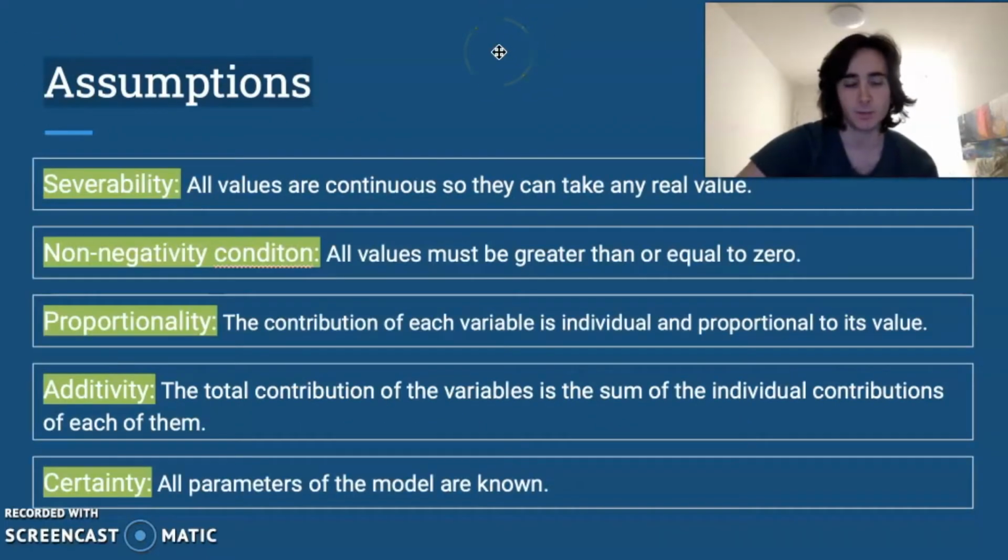Assumptions. Divisibility: all values are continuous, so they can take any real value. Non-negativity condition: all values must be greater than or equal to zero. Proportionality: the contribution of each variable is individual and proportional to its value. Additivity: the total contribution of the variables is the sum of the individual contributions of each of them. Certainty: all parameters of the model are known.